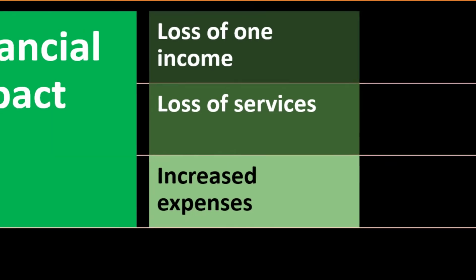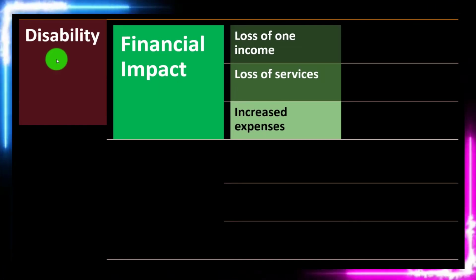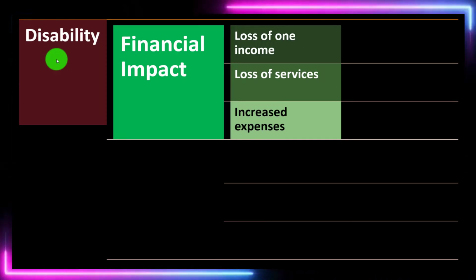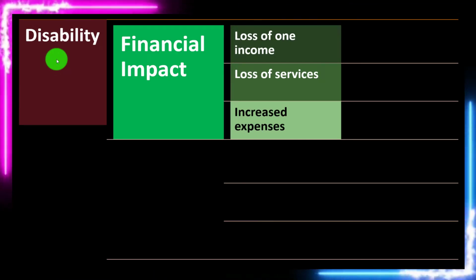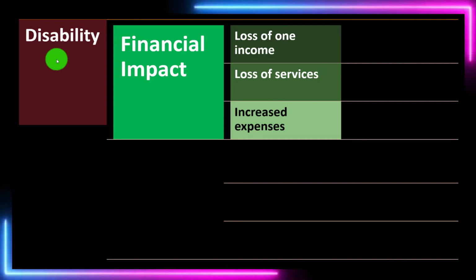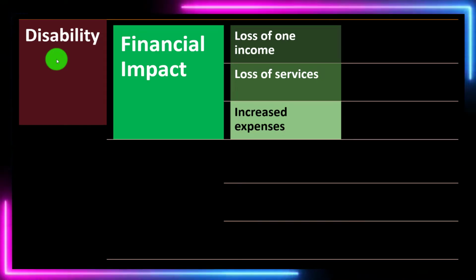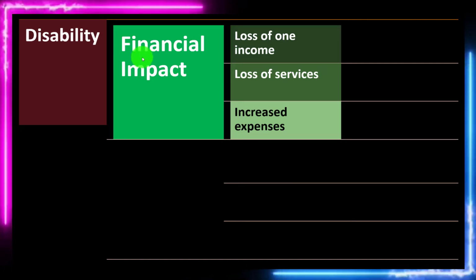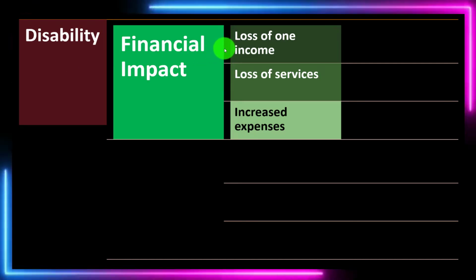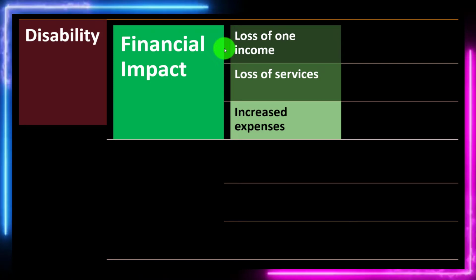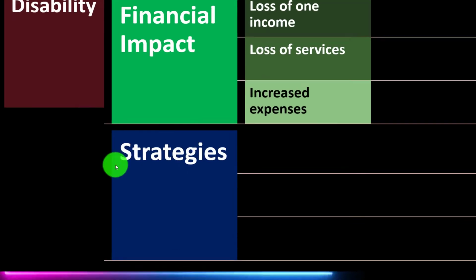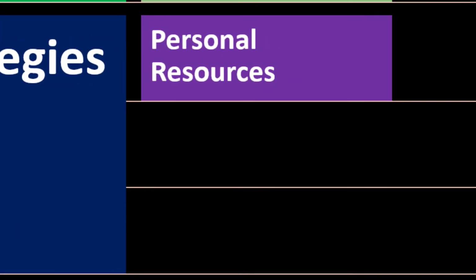So if a disability happened, then of course there's going to be a whole lot of other trauma that goes through the disability. So we want to avoid disability if possible, but if it were to happen and we had insurance against it, then the insurance, you would think, could look at the financial impacts: loss of the income, loss of services, increased expenses.